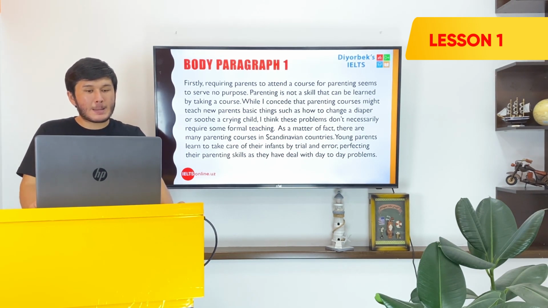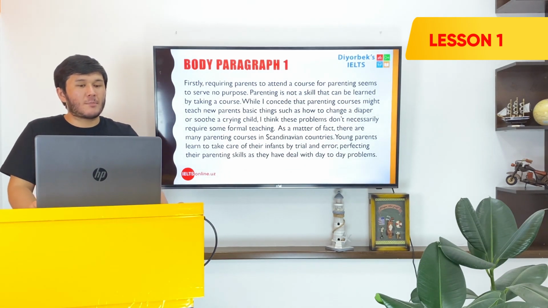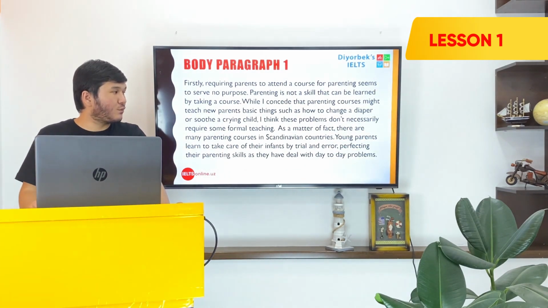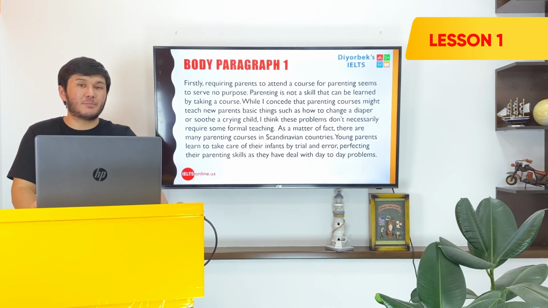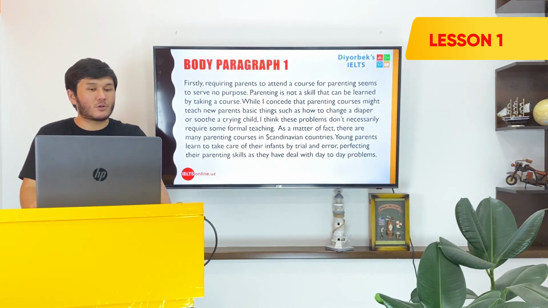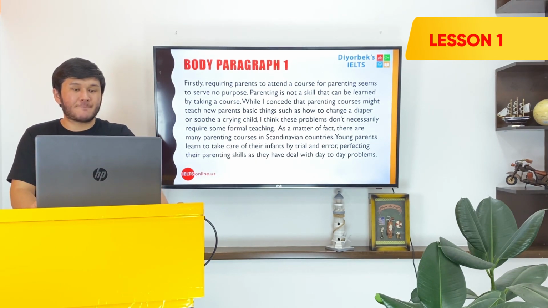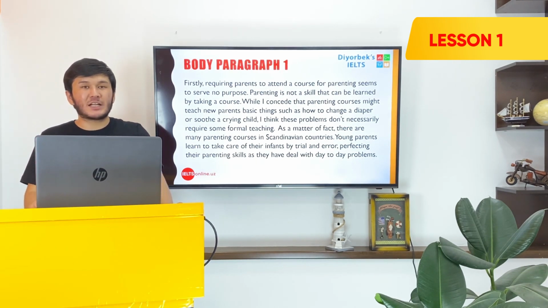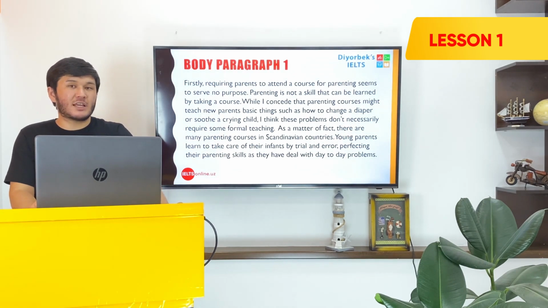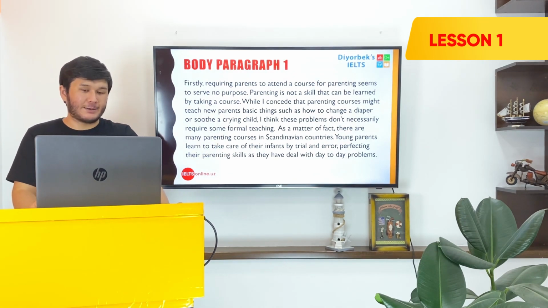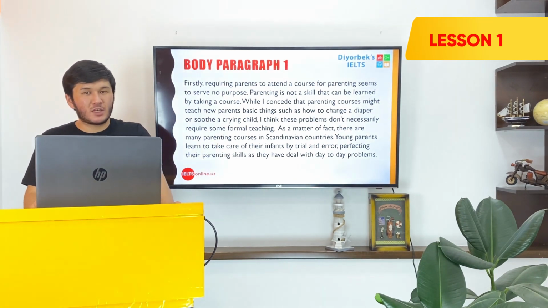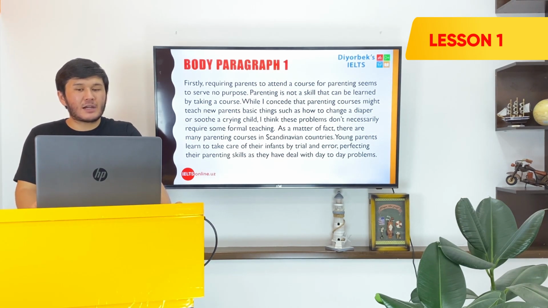But in this body paragraph, I have one sentence that doesn't really belong in. So you need to now read the paragraph and find that irrelevant idea. If we remove that irrelevant idea, we increase our chance of scoring band 8 and 9. So please now pause the video and read the paragraph and find that idea that doesn't belong in this paragraph.